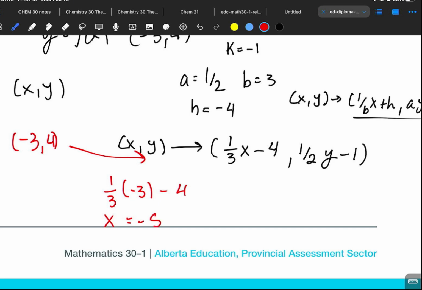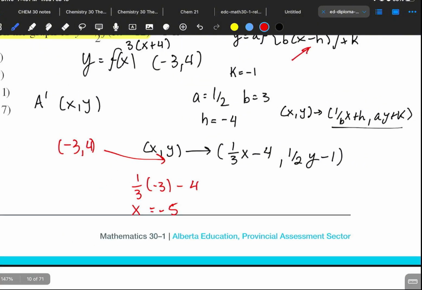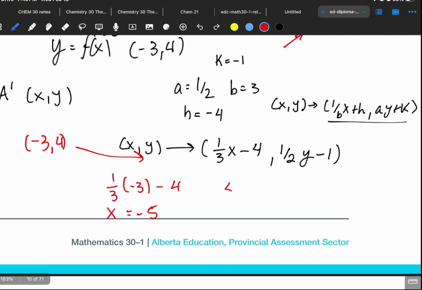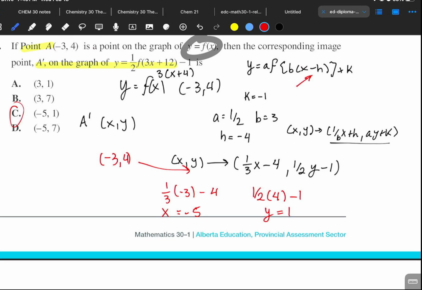That's just going to be equal to -5. And our new y value is going to be whatever our original y value is plugged into our new equation. So we have 4. So 1/2 times 4 minus 1. So half of 4 is 2, minus 1 is just going to be equal to 1. So y should equal 1. So -5, 1 should be our final answer. So C should be the answer here.